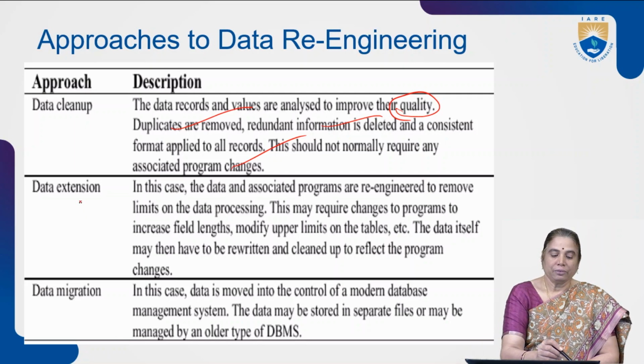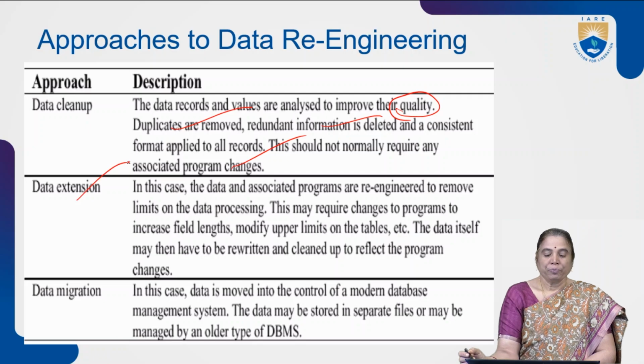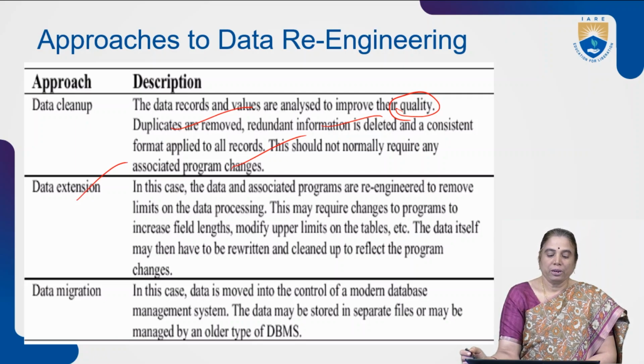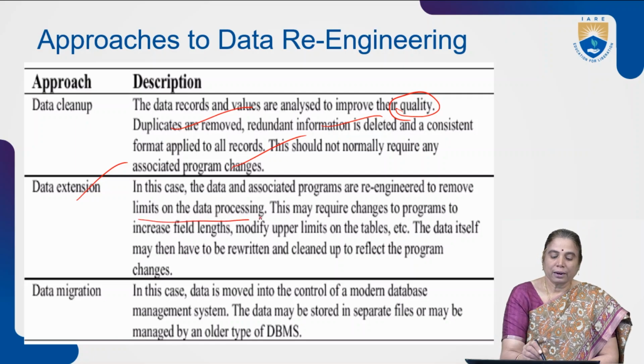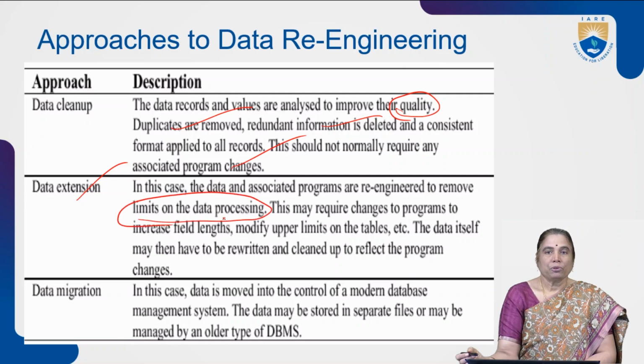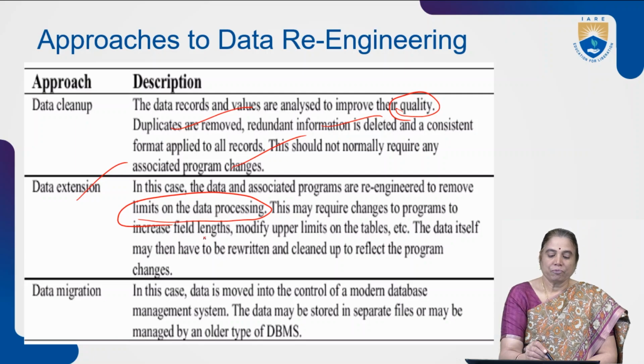The next approach is data extension. In this case, the data and associated programs are re-engineered to remove limits on the data processing. This may require changes to the program to increase the field length and modify upper limits in the tables. The data itself may be rewritten and cleaned up to reflect the program changes.